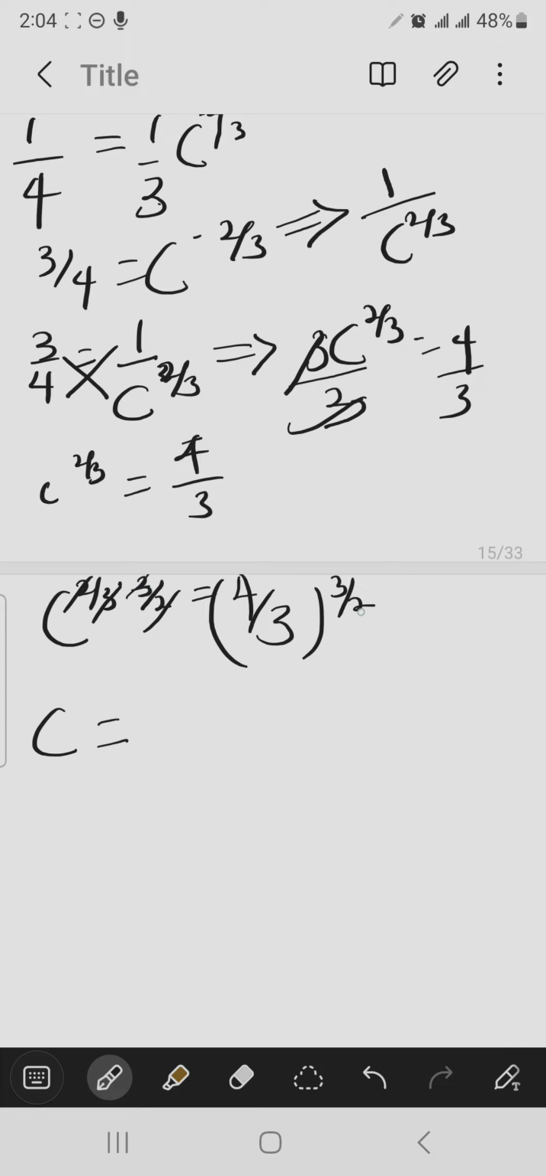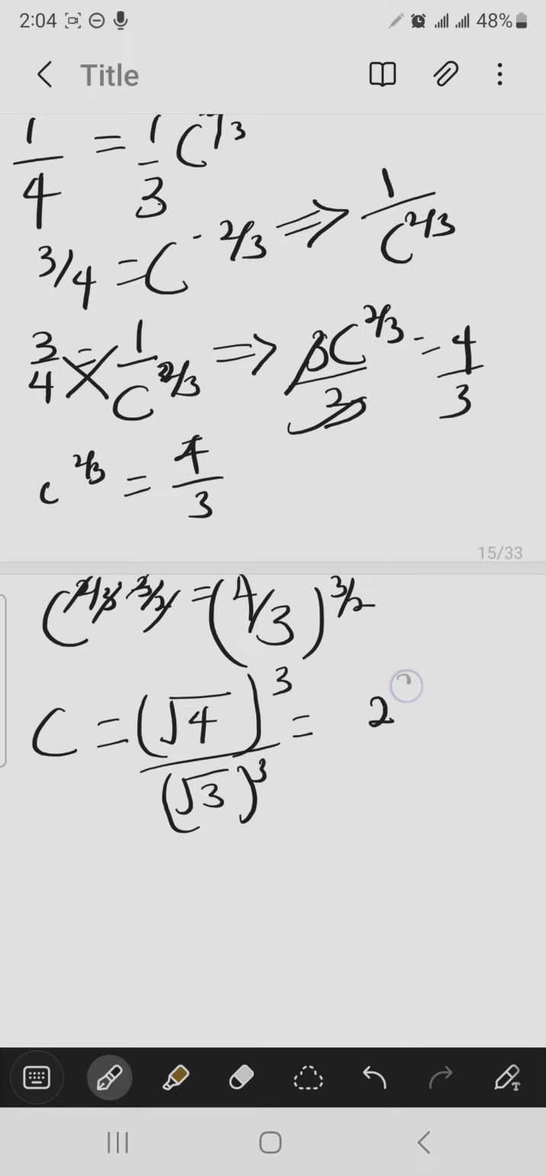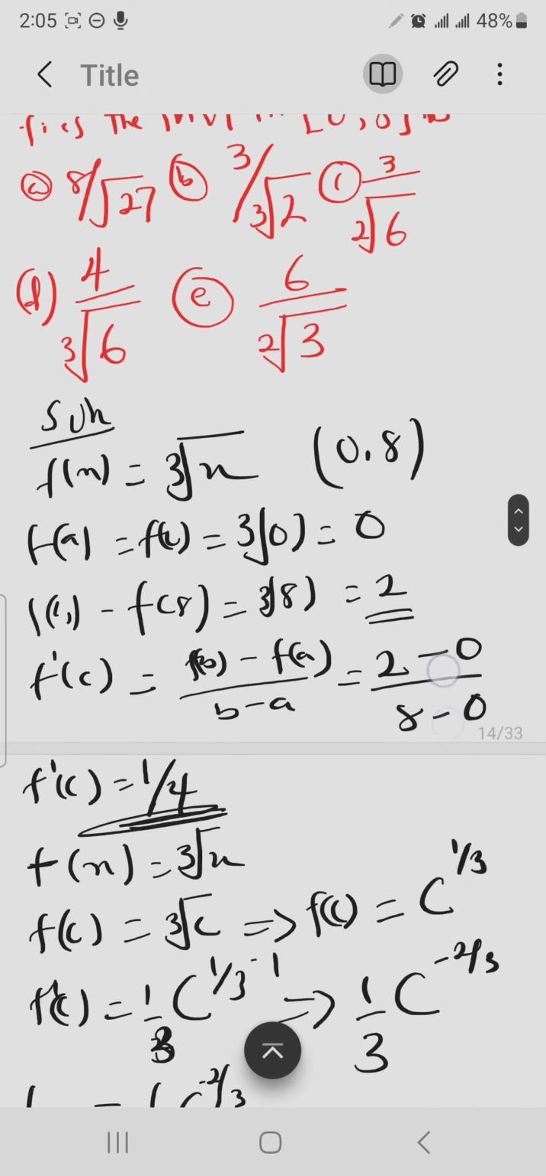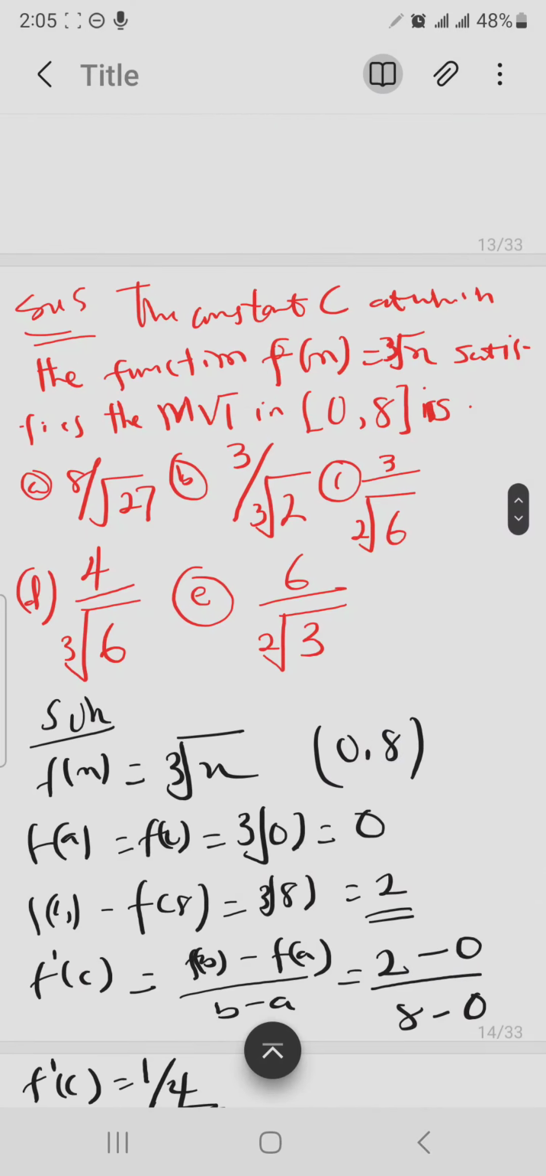So c will now be left with, you know this one is going to be square root of 4 all raised to power 3 over square root of 3 all raised to power 3. So what is square root of 4? 2 raised to power 3 over root 3 raised to power 3, which is root 3 multiplied by root 3 multiplied by root 3. So c will now be equal to what? 8 over root 3 times root 3 times root 3, root 27. So answer will be 8 over root 27, and I hope the answer is there. So it's going to be option A.